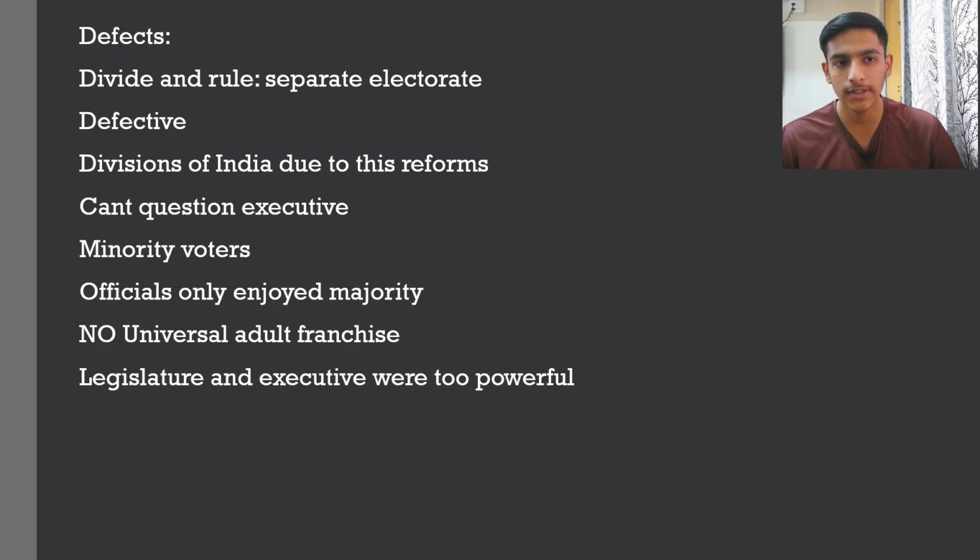Then what were the defects of this act? It was a divide and rule policy. It clearly shows that the communal representation given only to Hindus and Muslims was an attempt to divide these communities. This led to the division of India, and you cannot ask questions to the executive here. Whatever they will do, you have to accept. And voters were very few in number, a minority, because adult franchise was very rigid. Therefore, there is no universal adult franchise as it is now. And legislature and executive were too powerful. All the powers were vested in the Governor General.